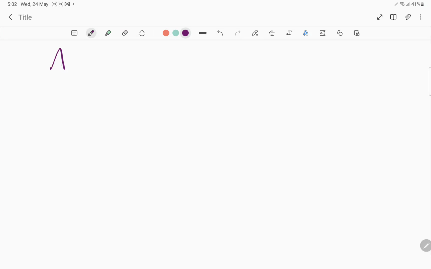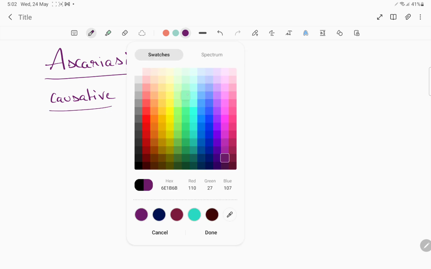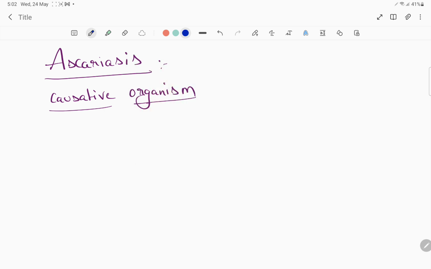And the next thing is Ascariasis. Coming to this Ascariasis, this is infecting the intestinal tract. So the causative organism is Ascaris lumbricoides.